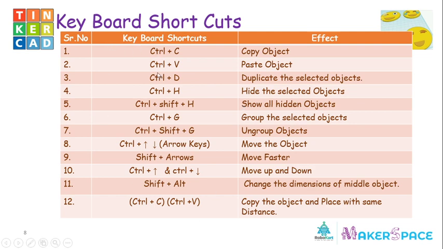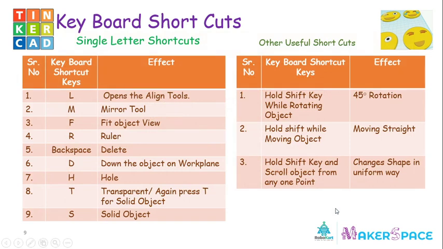Here are some shortcuts. Control C is for copy, Control V is for paste object, Control D is for duplicate, Control H is for hiding the selected object, Control Shift H is for showing hidden objects, Control G is for grouping all selected objects, then Control Shift G is for ungrouping. Control with the upward arrow and downward arrow is for moving the object, then Shift plus Alt is for changing the dimensions from the middle of the object, and if we use Control C and Control V together, it will copy the object and place it at some distance.